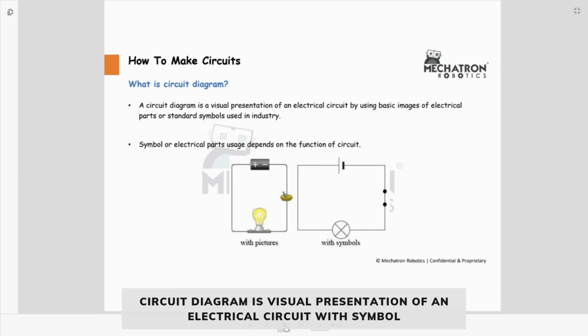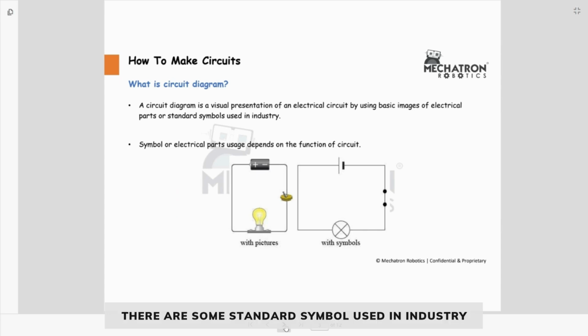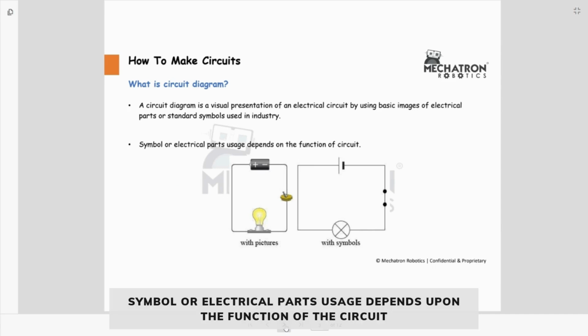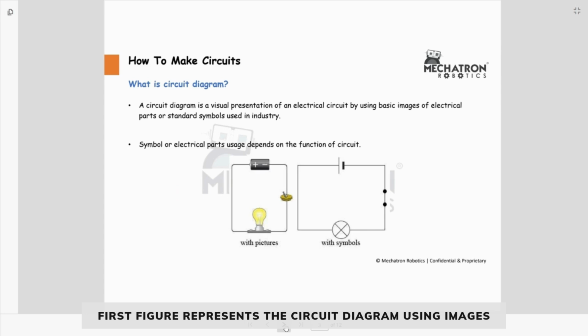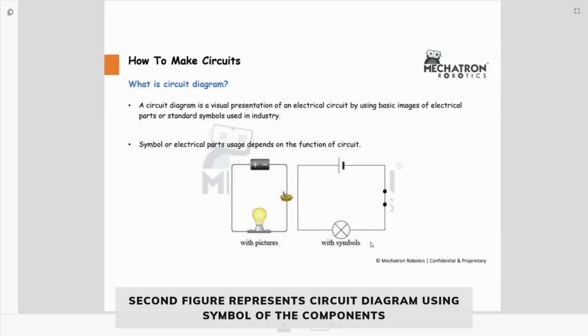So a circuit diagram is nothing but a visual presentation of an electrical circuit with the help of electrical symbols. There are some standard symbols used in industry. The symbol or electrical part usage depends upon the function of the circuit. As you can see in these two figures, the first figure represents a circuit diagram with the help of images or pictures of the components, but the second figure represents a circuit diagram with the help of symbols of the electronic components.